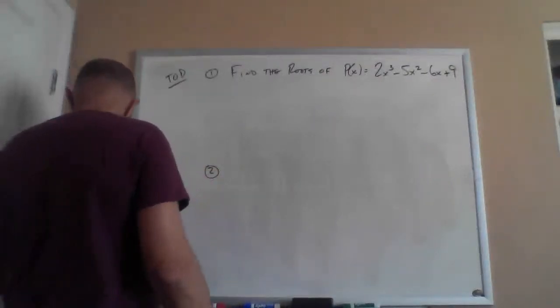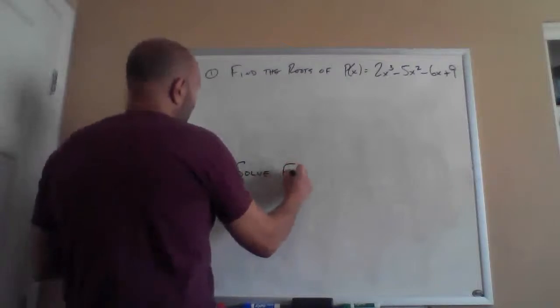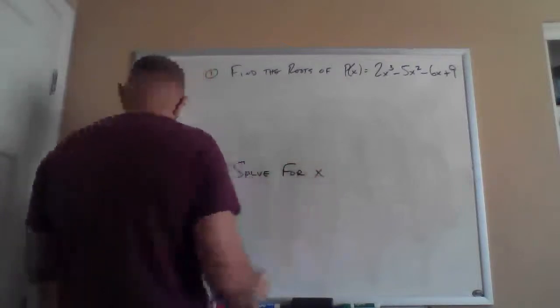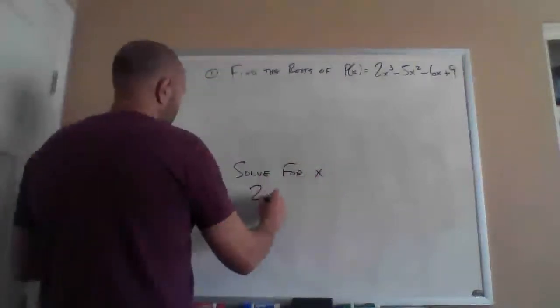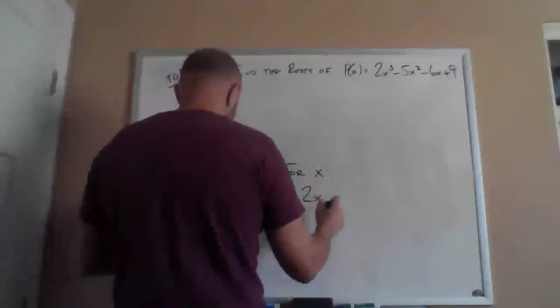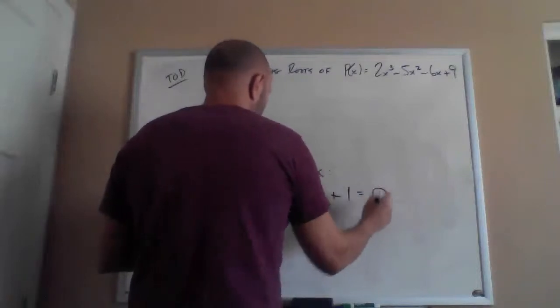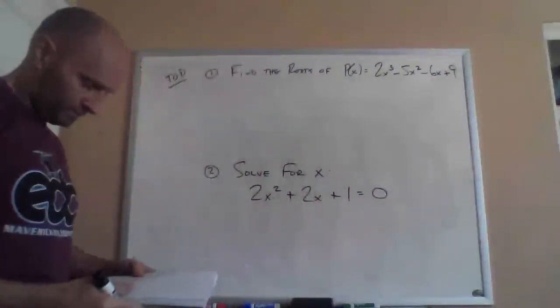And number 2, solve for x. We have 2x squared plus 2x plus 1 is equal to 0.